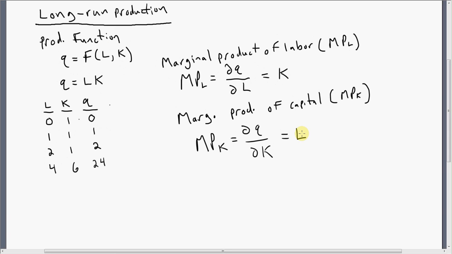In terms of a definition, very similar to the marginal product of labor. This time it's going to be the change in output or the increase in output from adding an additional unit of capital. So here we're asking how much will our output rise if we add 1 more unit of capital, holding labor fixed.